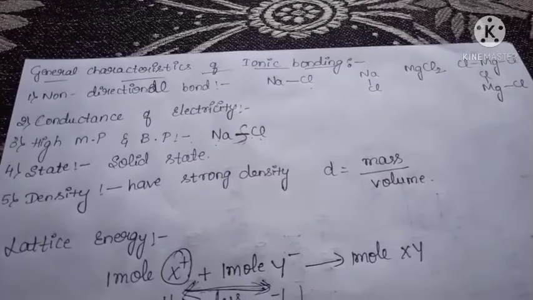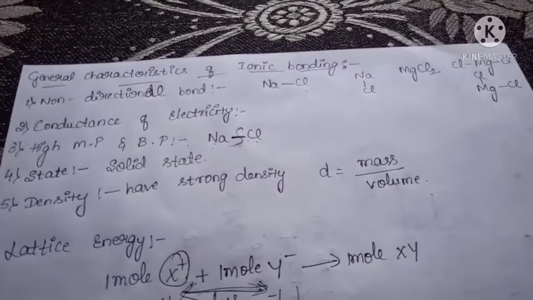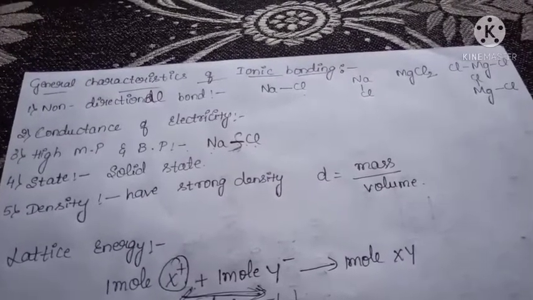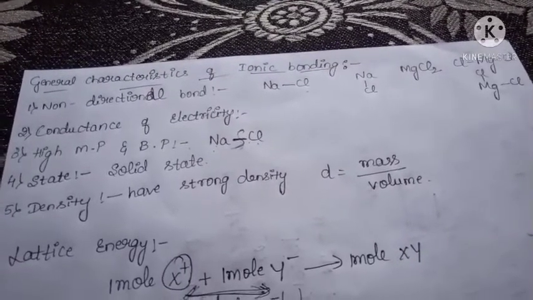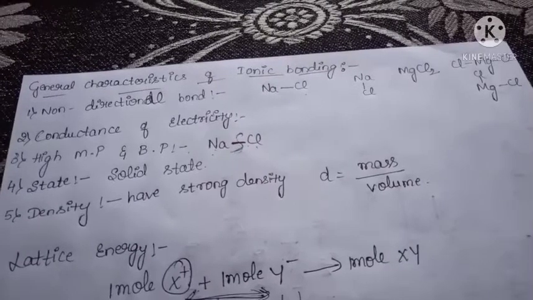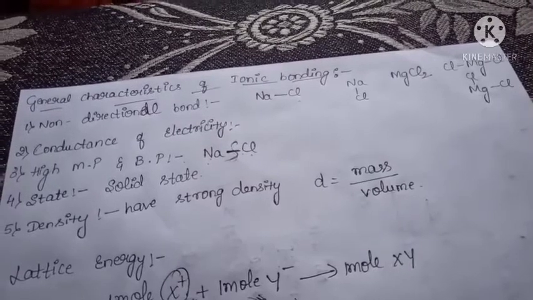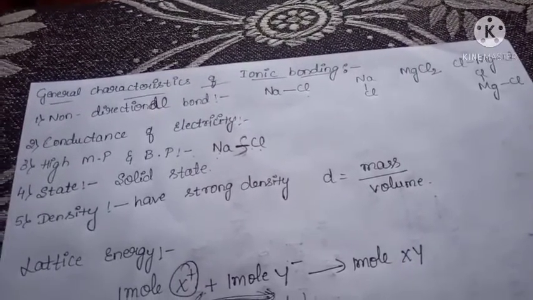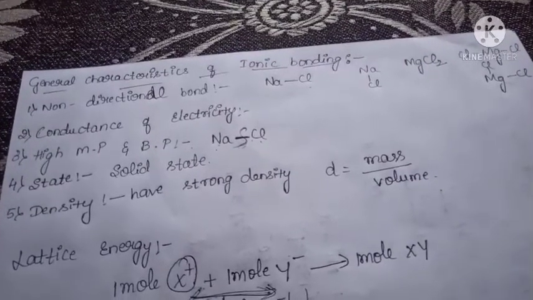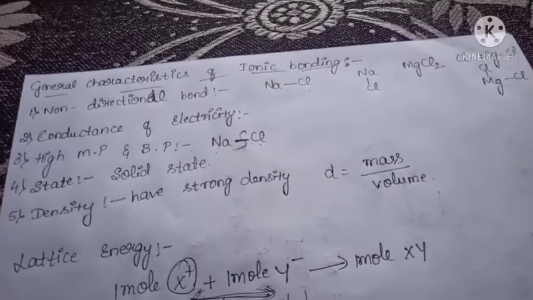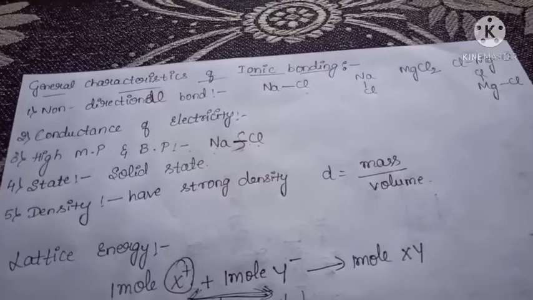Good morning to everyone. In the last class, yesterday, we learned about ionic bonding and the general characteristics of ionic bonding. We know that bonding means mutually sharing of electrons. There are three types of bonds: ionic bonding, covalent bonding and coordinate bonding. In ionic bonding, the atom completely donates one or more electrons to the other atom.